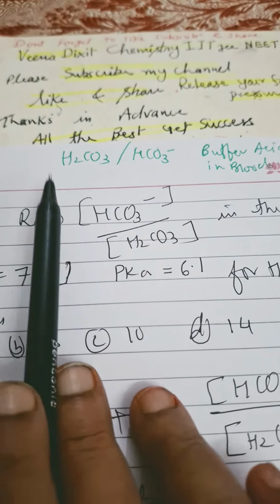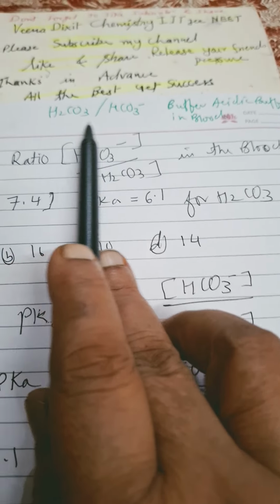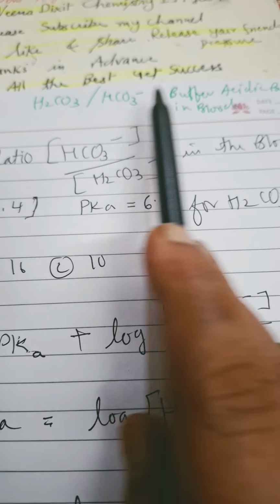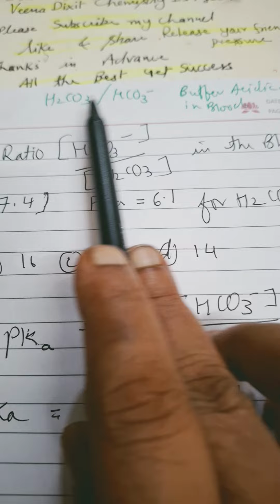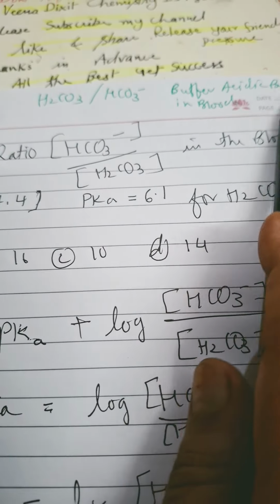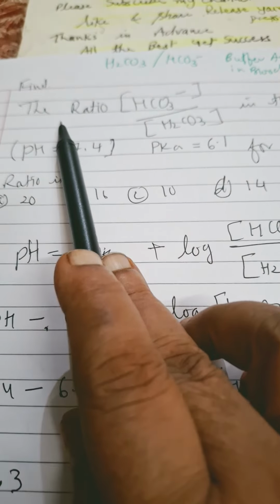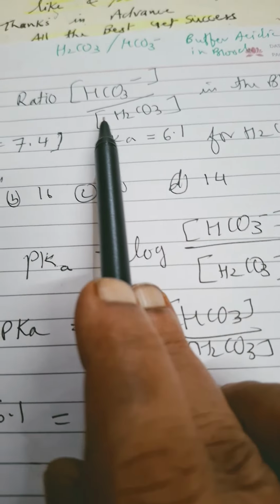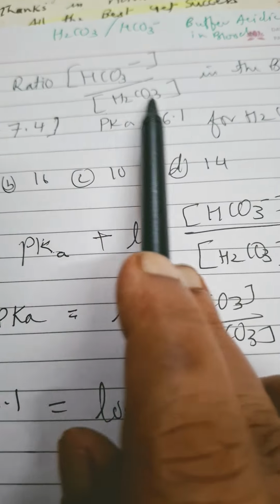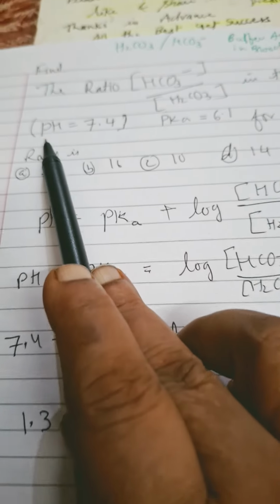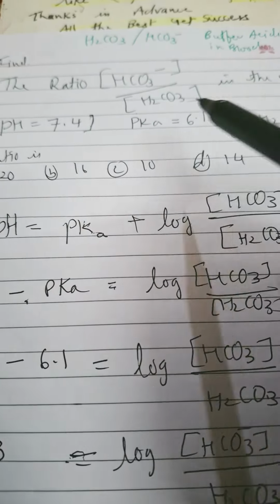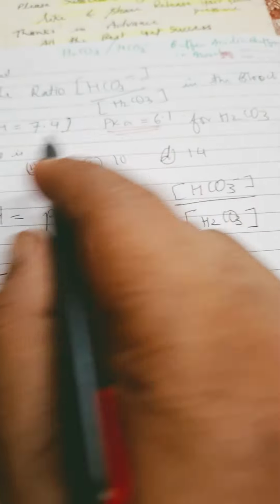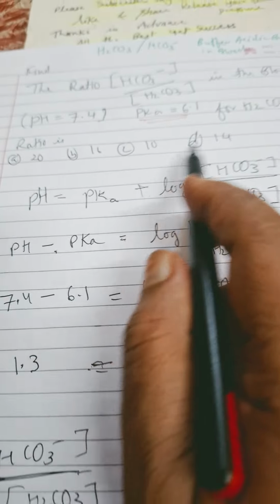More important is you must practice. H2CO3 / HCO3- means H2CO3 and HCO3- buffer solution. They are making a mixture of H2CO3 and HCO3-, making an acidic buffer in blood. So we have to find out the ratio of the molar concentration of HCO3- bicarbonate ion divided by the molar concentration of carbonic acid in the blood. pH is given, pH is equal to 7.4 and pKa is given as 6.1 for H2CO3. Okay, so the ratio is 20, 16, 10 or 14.